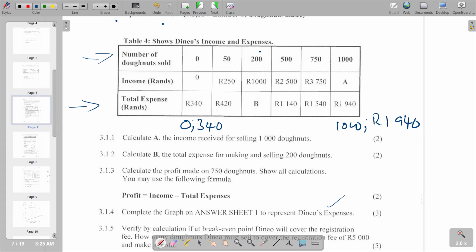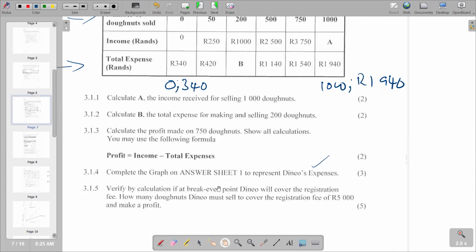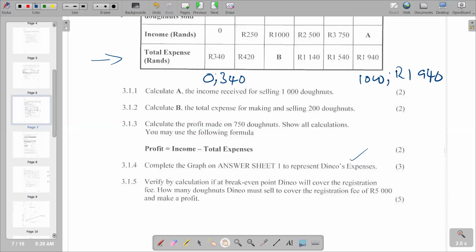So we go to the next question, which is saying verify by calculation if at break-even point the new will cover the registration fee. How many donors the new must sell to cover the registration fee of 5,000 and to make a profit? Obviously, we need to come up with a formula that is going to lead us to our answer. So we can see that our 3.1.5 is in 2 parts, whereby the first part leads us to verify by calculation if at break-even point the new will cover the registration fee.